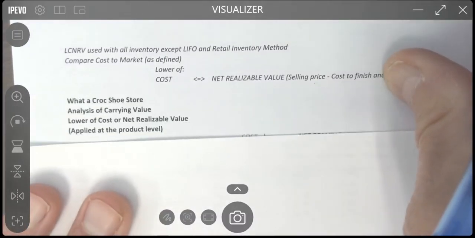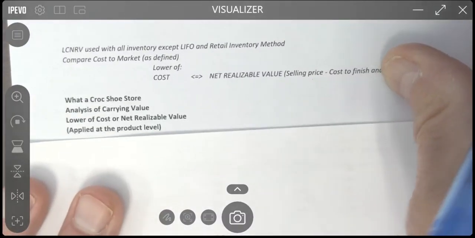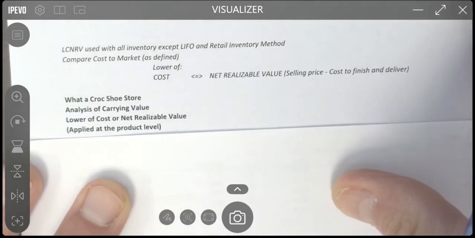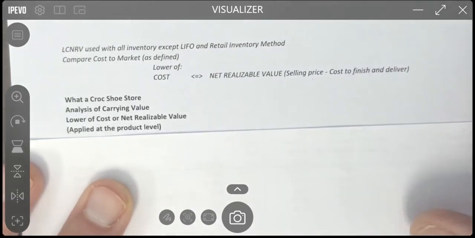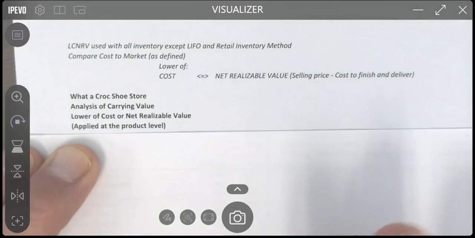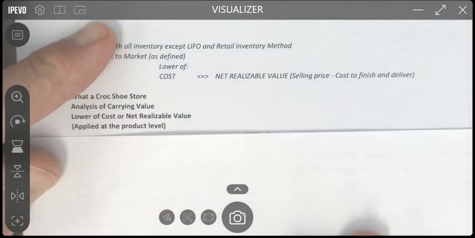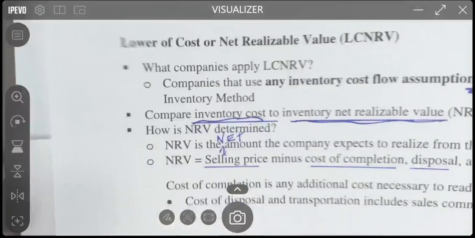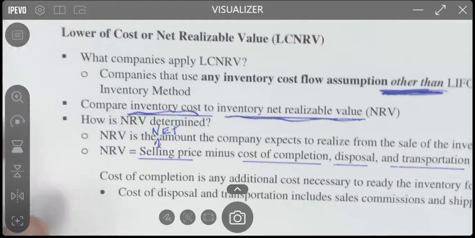All right, now we're going to apply those rules. And we're going to apply them twice. We're going to apply them at the product level and then at the total inventory level. The company can choose either. All right. Before we do so, let's review our notes.